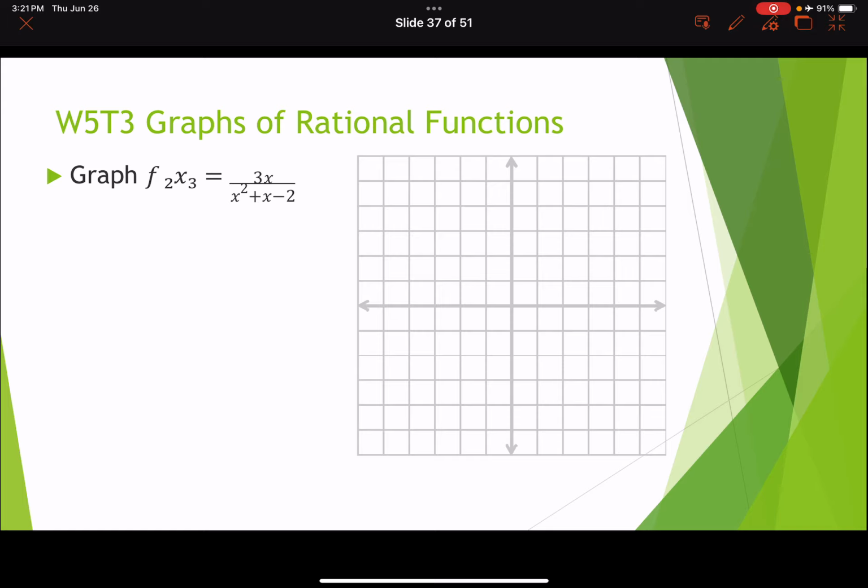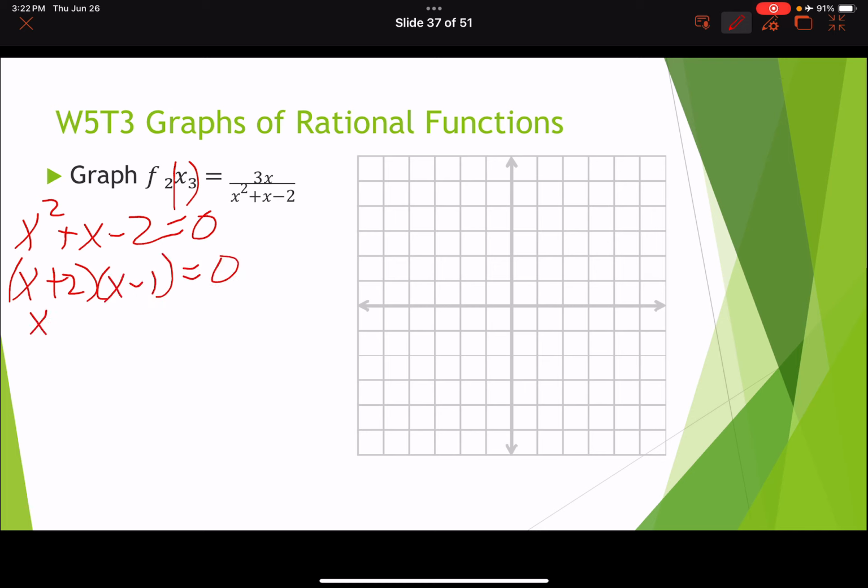Okay, so again we have the problem where we have our parentheses here. So now we have 3x over x squared plus x minus 2. So first thing is, let's find what's happening with the denominator. And so this is where we want x squared plus x minus 2. That's going to give us our domain restrictions and our vertical asymptotes. So let's say equal to 0. That's a quadratic, right? So that's going to be x plus 2 and x minus 1 equals 0. That means that x is negative 2 and x equals 1.